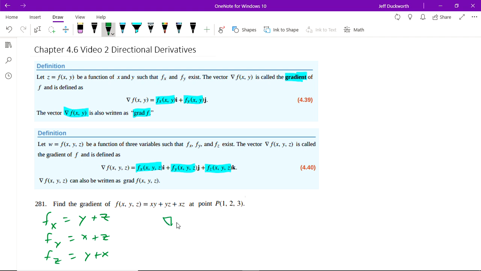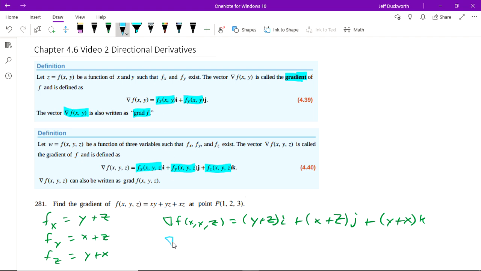the gradients of our function. We're going to have y plus z there, times the i. x plus z, j. And then finally y plus x, k. So that's what we have if we want to evaluate that at 1, 2, 3.